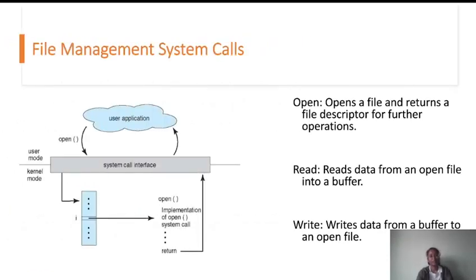We have file management system calls: open, read, write. Open opens a file and returns a file descriptor for further operations. Read reads data from an open file into a buffer. Write writes data from a buffer to an open file.